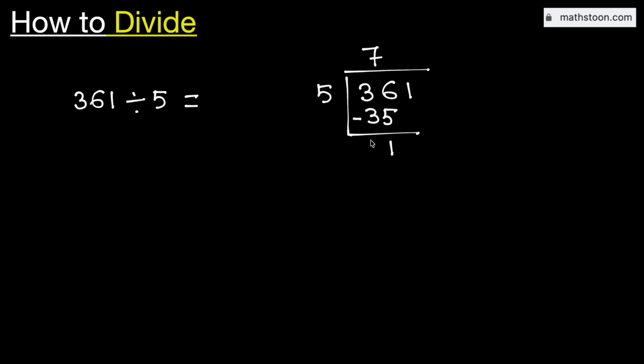Now 1 is less than 5. That is why we need to bring down this number 1 here. And we know that 5 times 2 is 10.